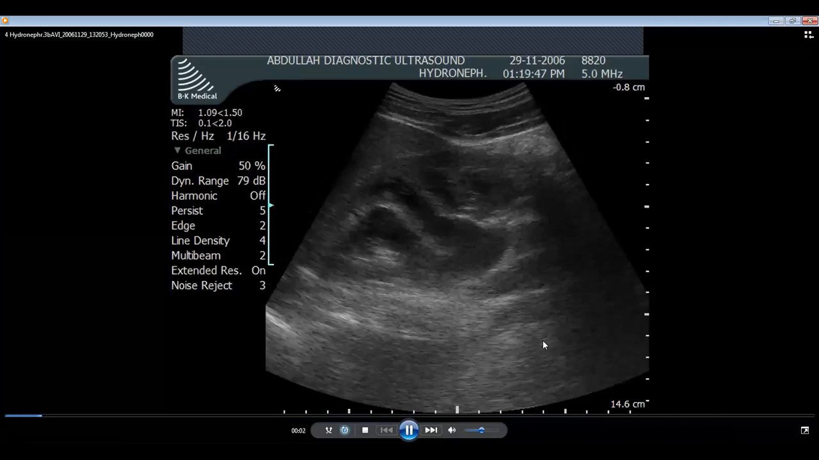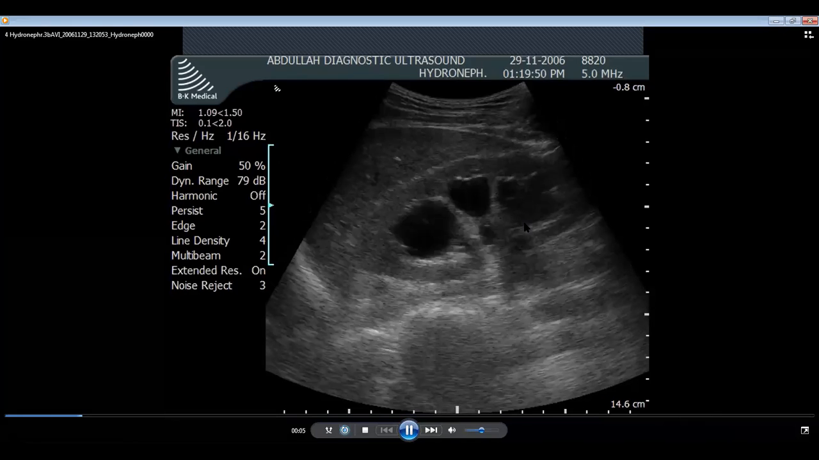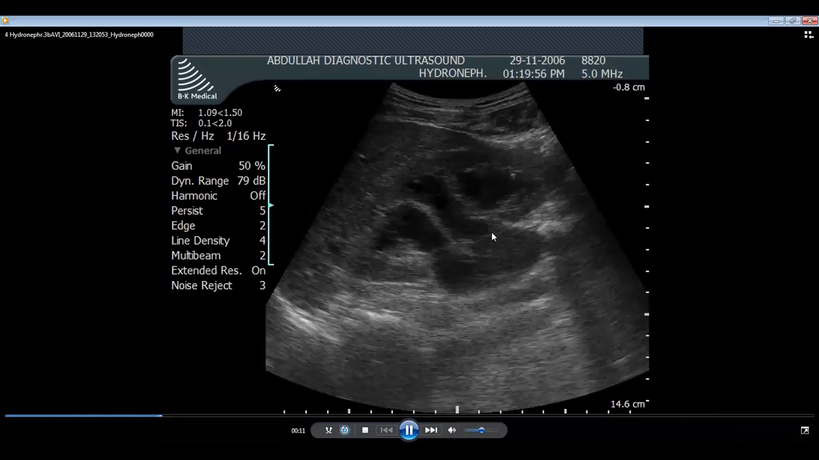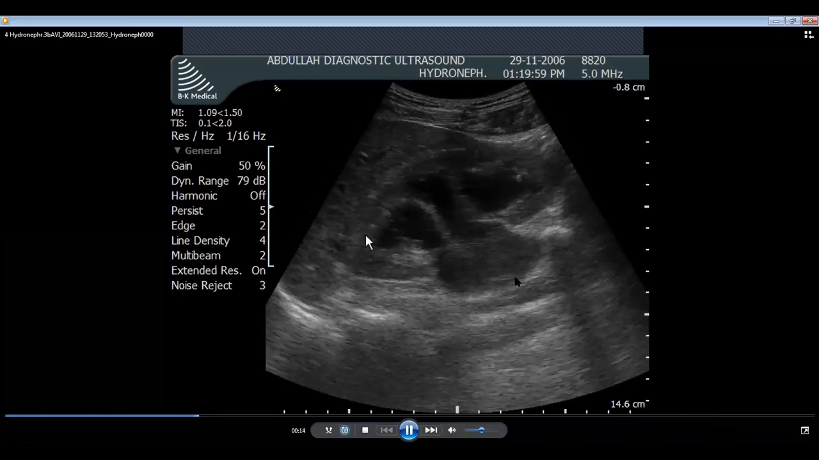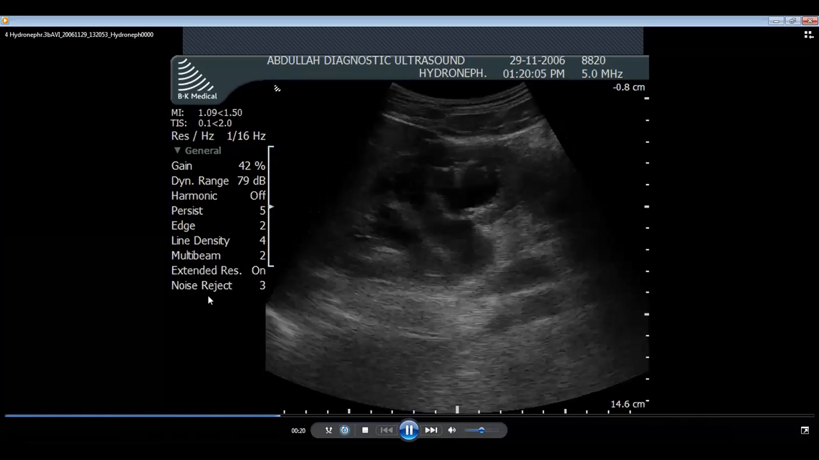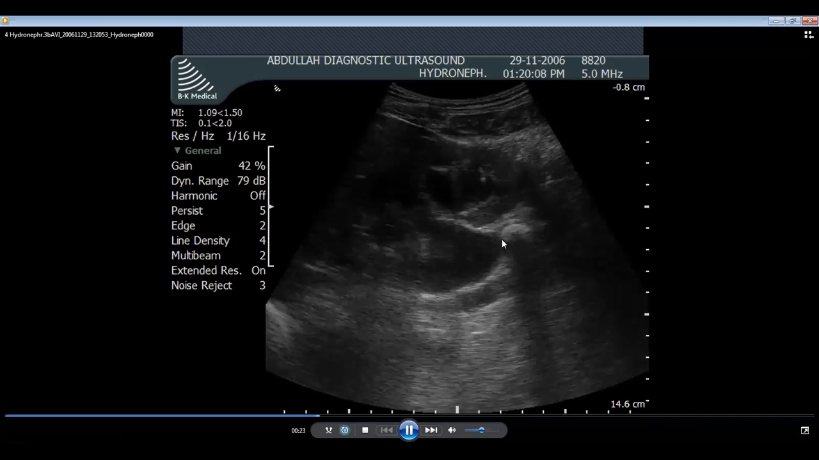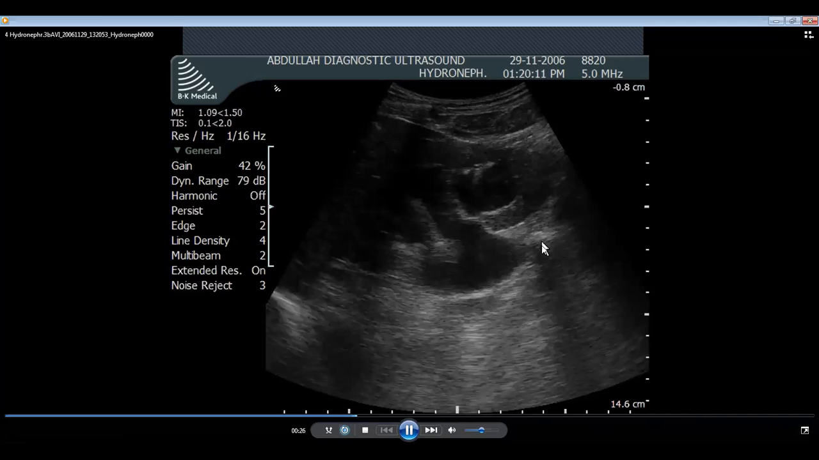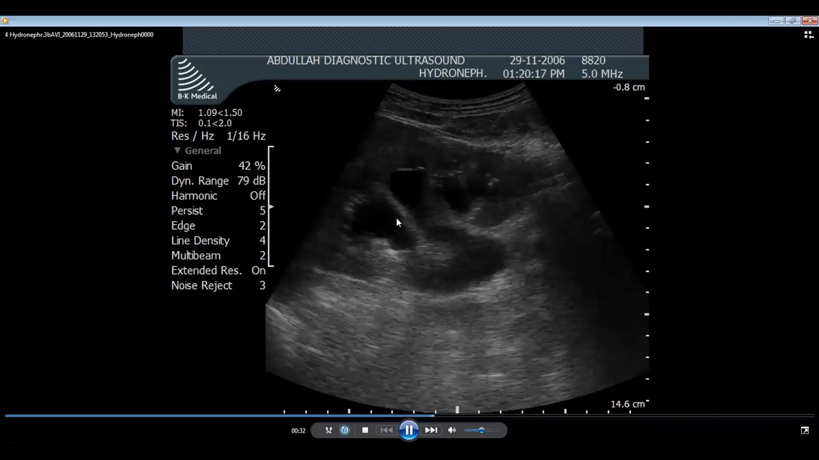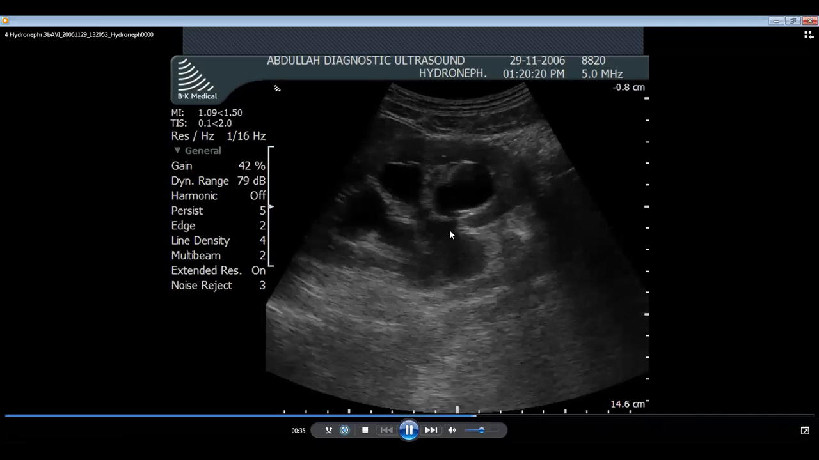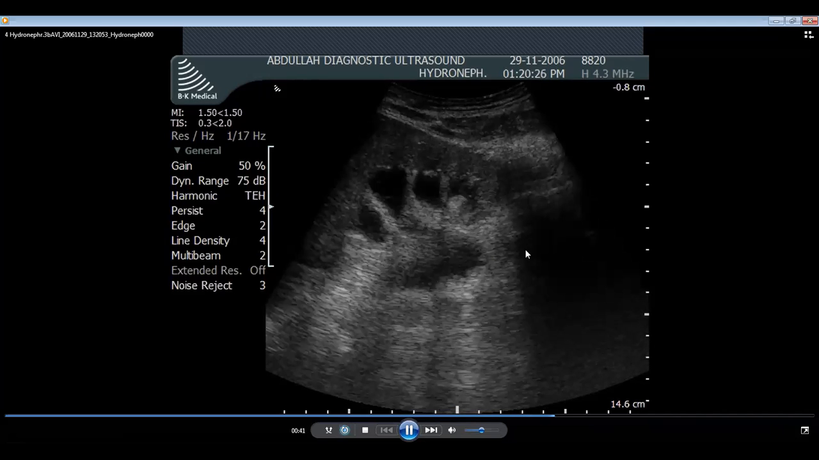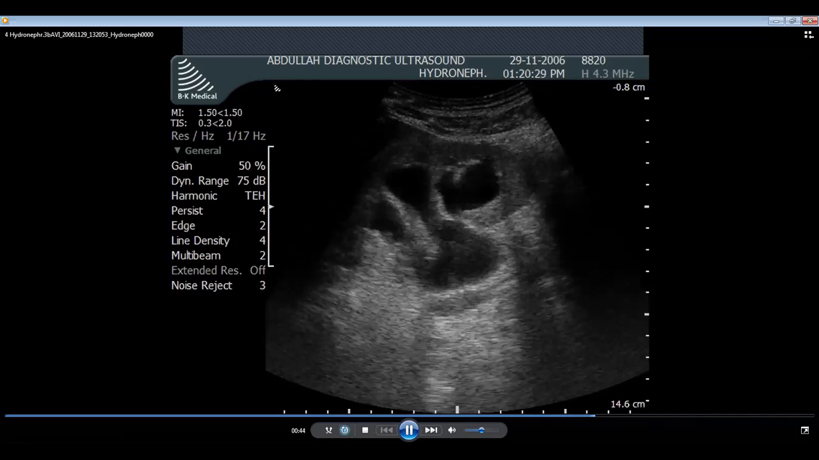This is moderate to severe hydronephrosis. You can see markedly dilated upper, middle, lower pole calyces, and a markedly dilated renal pelvis due to this stone, which is impacted at the pelviureteric junction. And you can see the kidney with dilated calyces, all draining into the pelvis, and the pelvis is obstructed because of a stone there at the pelviureteric junction.